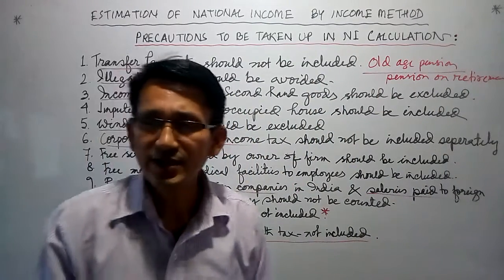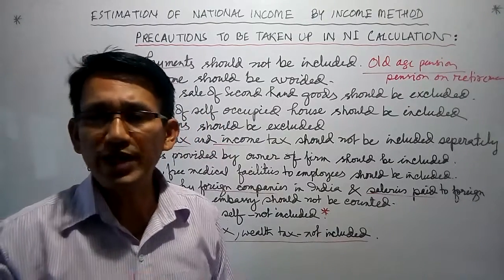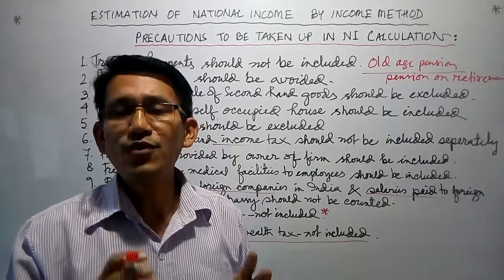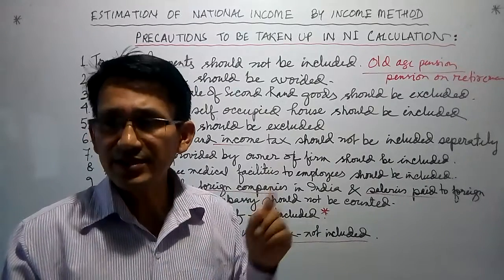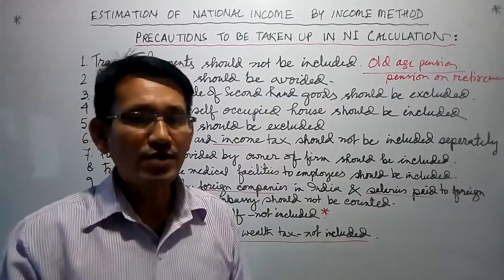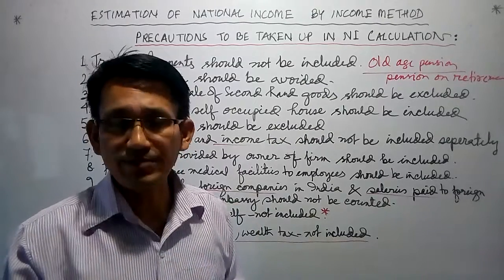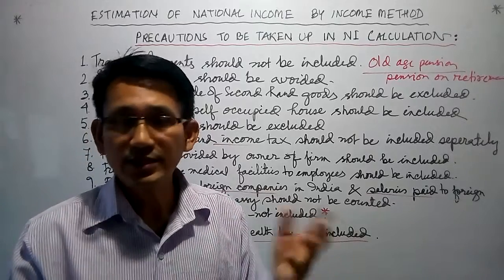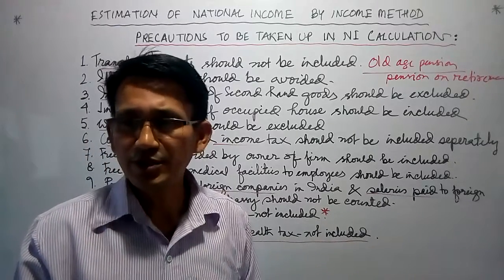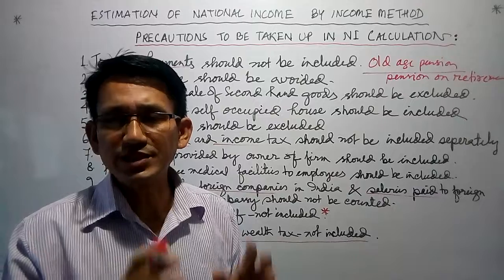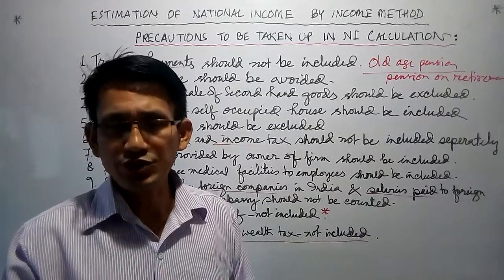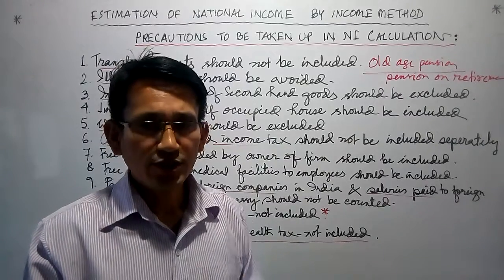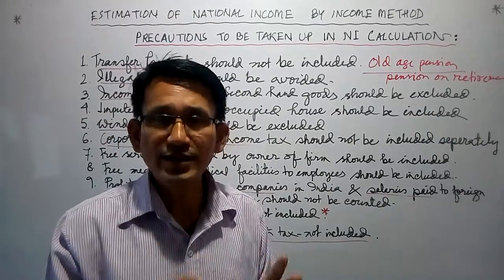I'll just clarify that retirement pension should be included in the calculation of national income as it is paid for the services rendered in the past. It is a part of the compensation of the employees, of course paid later on after the service. However, the old age pension is a transfer payment as it is a welfare measure taken up by the government. So I hope you understood regarding the transfer payment.